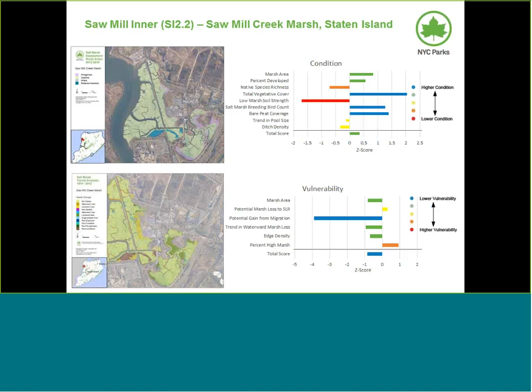And we can also go into each site and look at their metrics and see what's driving their total score. So this is an example site in Staten Island showing the total score on the bottom with the chart on top. As you can see, it has a higher condition, and that score is largely driven by higher scores across its metrics. And for vulnerability, it has a relatively low vulnerability, which, again, is driven by the low vulnerability scores across its metrics.